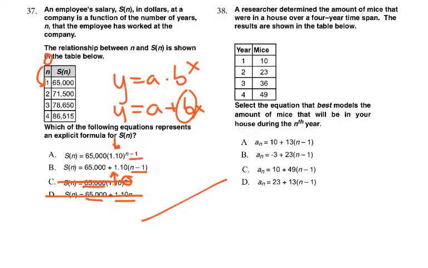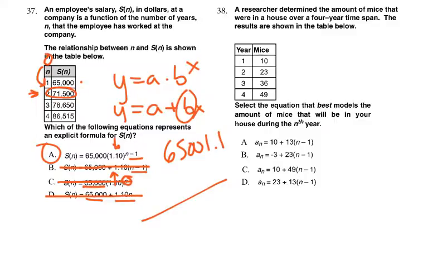Well, let's try that. Take 65,000 and add 1.1. What do we get? We get 65,000 and 1.1. Is that our next number? No, so it can't be that one. Let's try multiplying it. Multiplying it, we get it to work, so there's our answer.